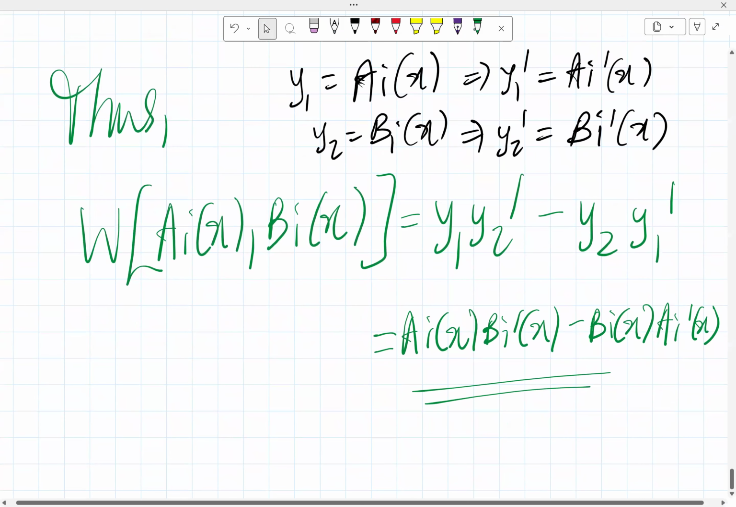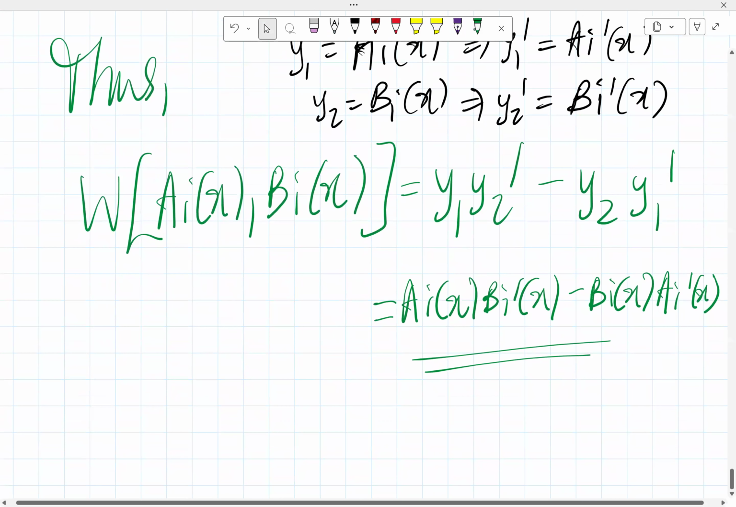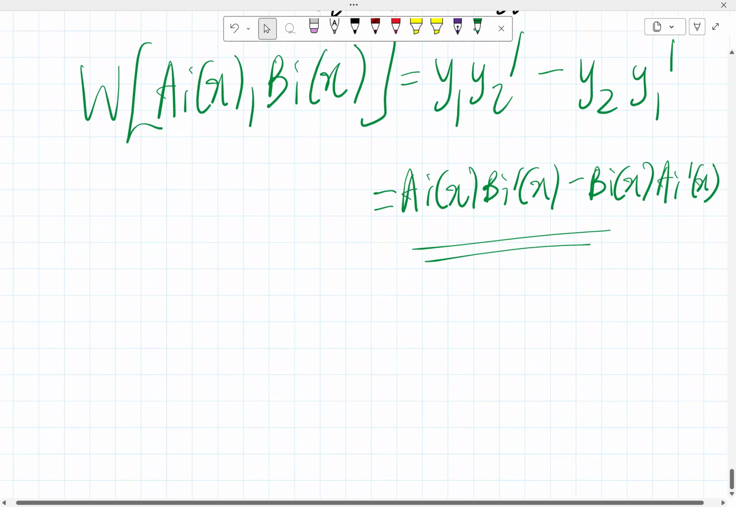But then, we are doing that for the Airy equation, right? So we are going to use Abel's identity.